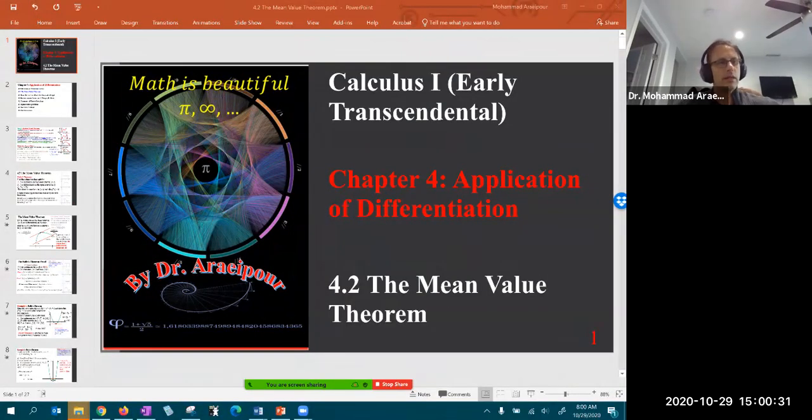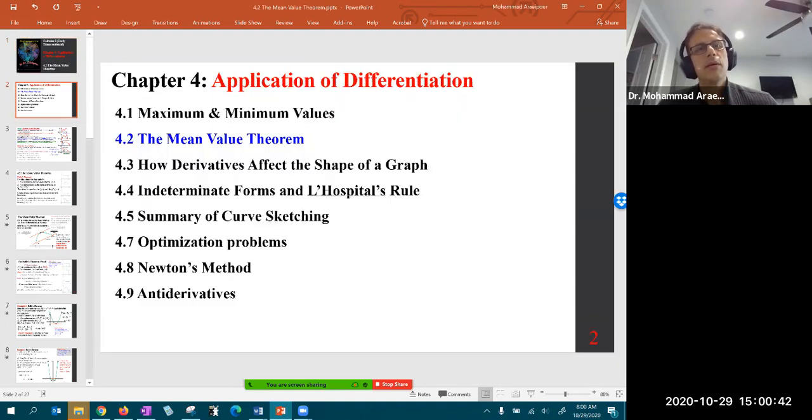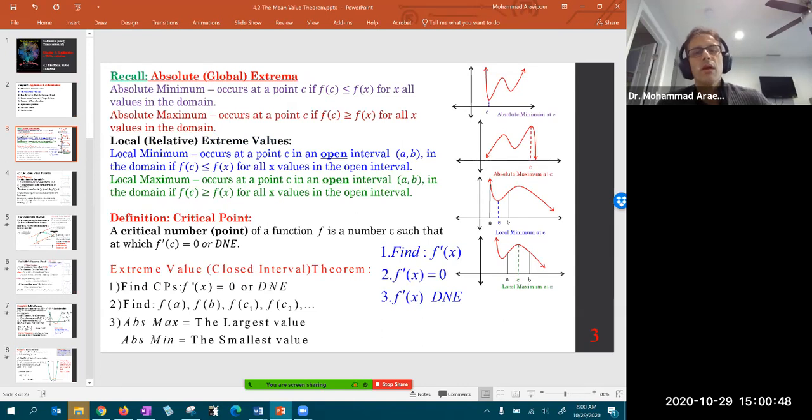Good morning, class. We are looking at section 4.2, the mean value theorem. We already covered section 4.1, maximum and minimum values. And so here's the synopsis of that.